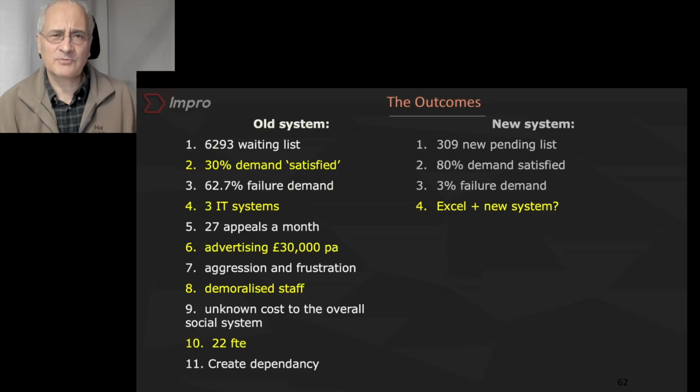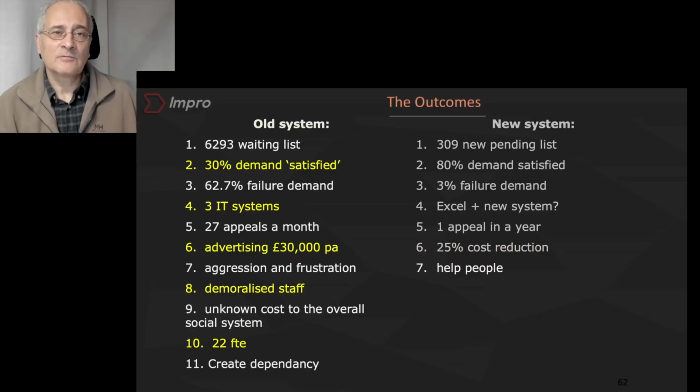27 appeals a month, which they hated doing, created lots of work. There was 1 appeal in 1 year. Advertising cost, we didn't need that anymore. There was a cost reduction, 25%. And instead of people being aggressive and frustrated, and we can understand why, because of all the delays and the classifications in the old system, we were there to actually help people.